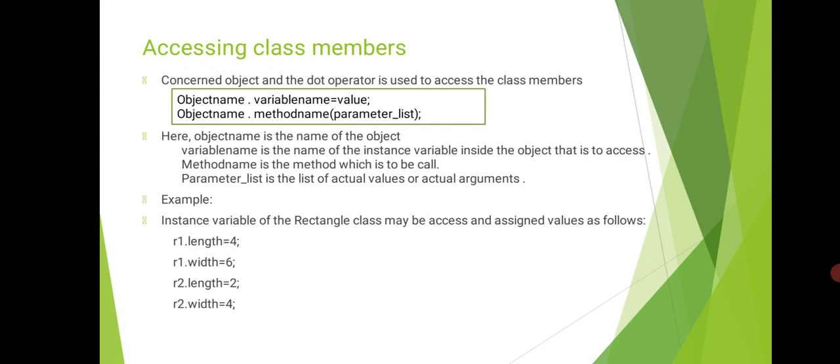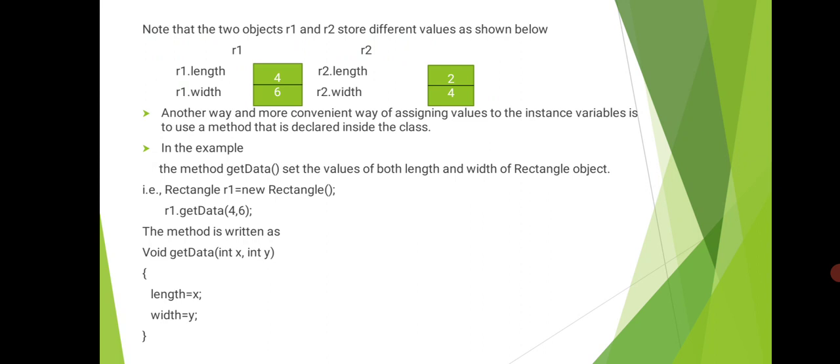Like this way we can store the value for an instance variable through the object. Next we have another object r2 having its own length and width. For that we are storing 2 and 4. r2 dot length is equal to 2 and r2 dot width is equal to 4. So it is shown like this, that two objects r1 and r2 store different values as shown.